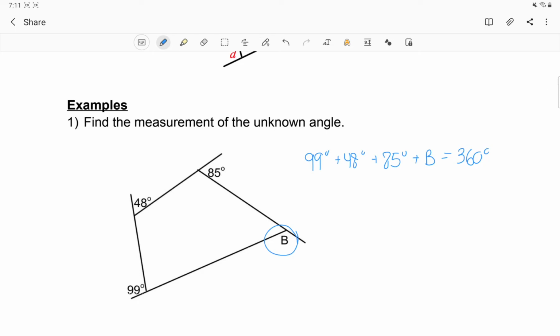Now simplifying that, we get to 32 degrees. We can bring it to the other side, and we get 128 degrees for B.